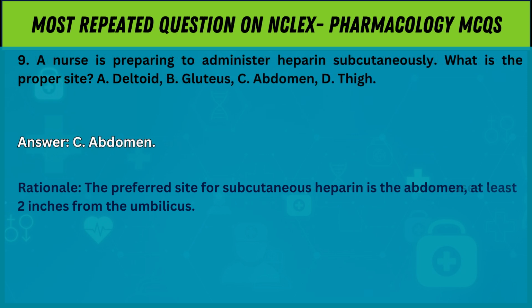9. A nurse is preparing to administer heparin subcutaneously. What is the proper site? A. Deltoid. B. Gluteus. C. Abdomen. D. Thigh. Answer. C. Abdomen. Rationale. The preferred site for subcutaneous heparin is the abdomen, at least 2 inches from the umbilicus.